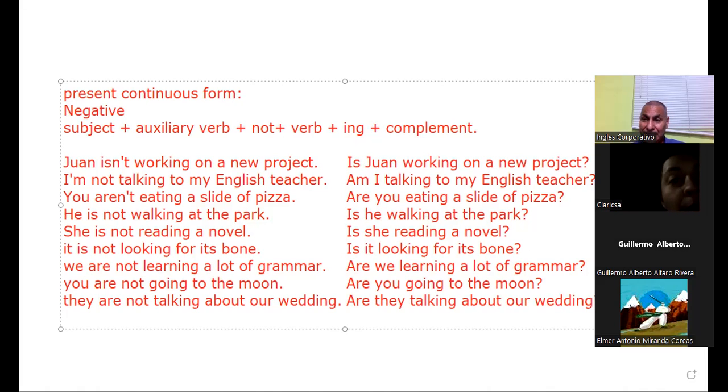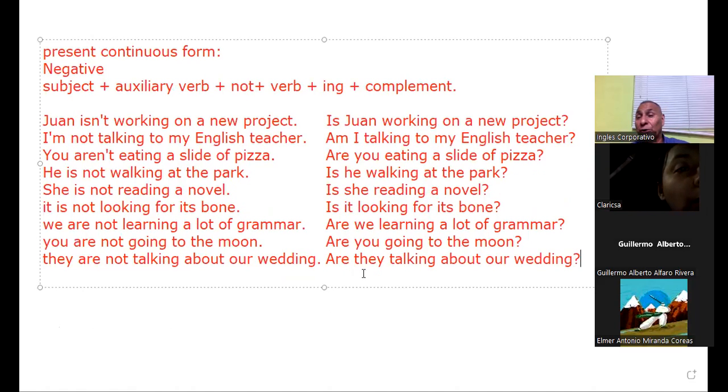Waiting. ¿Y la negativa? ¿La negativa, Clarissa? Que no es esta misma. O lo quiere contractado. No, la negativa, de la misma oración, vean. Es la misma pregunta, pero negativa solamente. Sería aren't. Yes. Aren't they? Talking about wedding. Perfecto. Excelente.